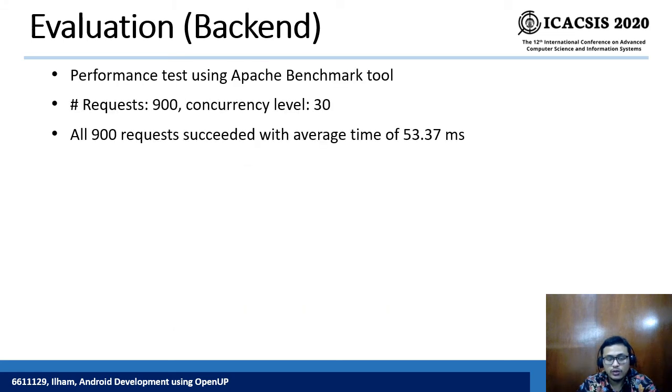Then we come to the evaluation of the backend service. The backend performance test used the Apache Benchmark tool with 900 requests and a concurrency level of 30. All 900 requests succeeded with an average time of 53.37 milliseconds from request to response.